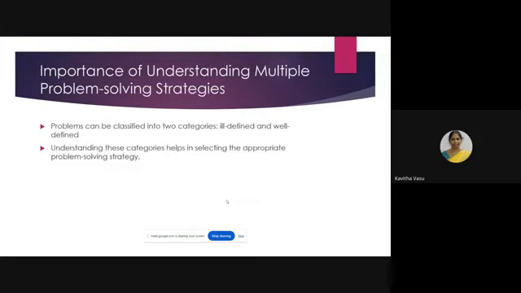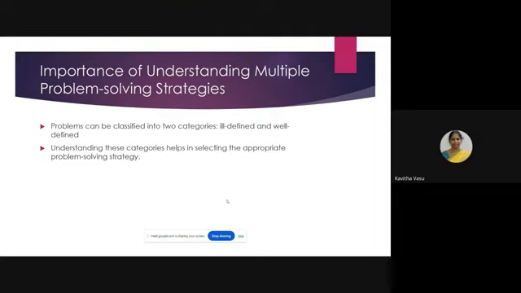Then the next topic is the importance of understanding multiple problem solving strategies. How is it important in problem solving strategies? It introduces the concept of ill-defined and well-defined problems. First, we have to know what is meant by ill-defined and well-defined. Understanding the nature of the problem is essential for selecting the most effective strategy.